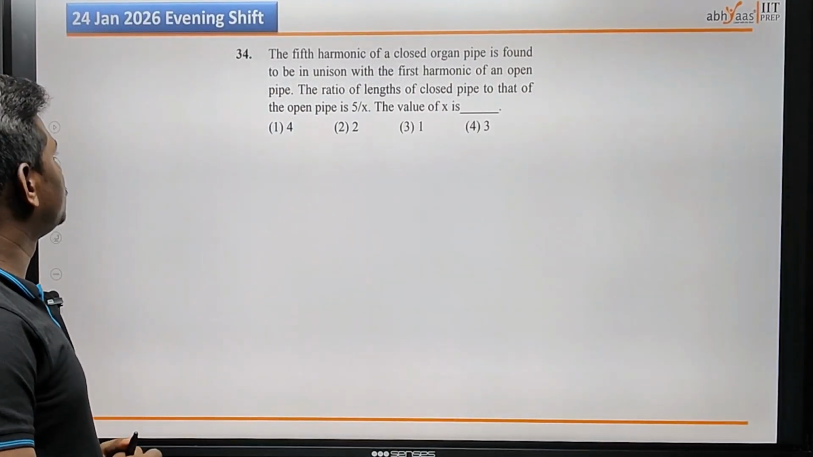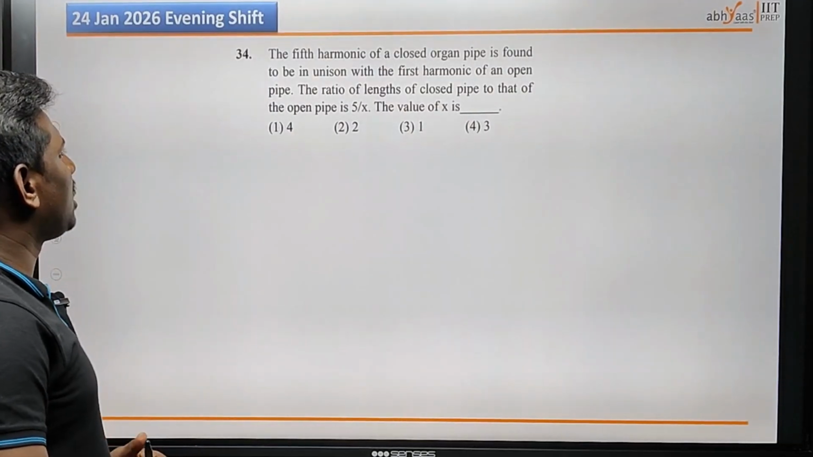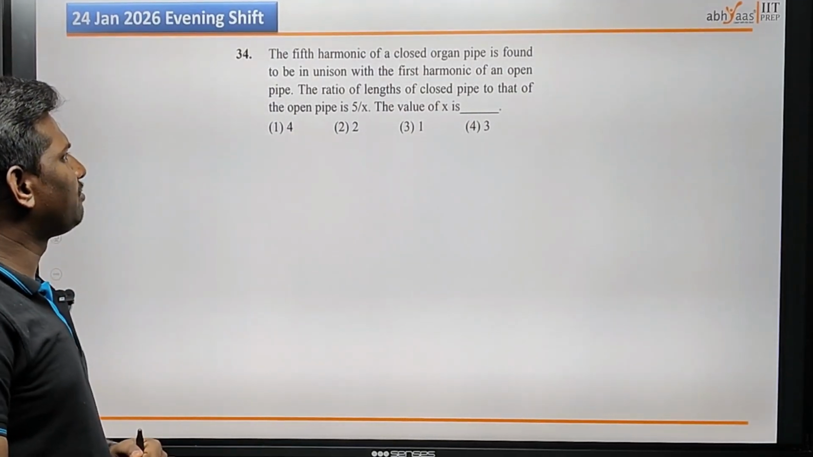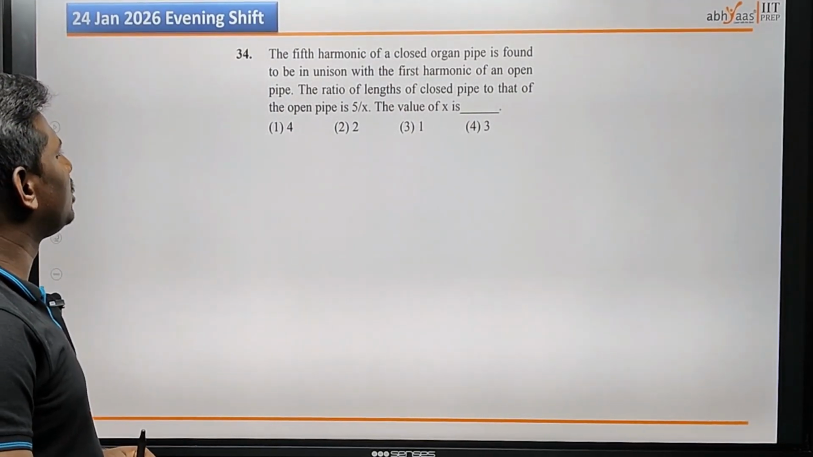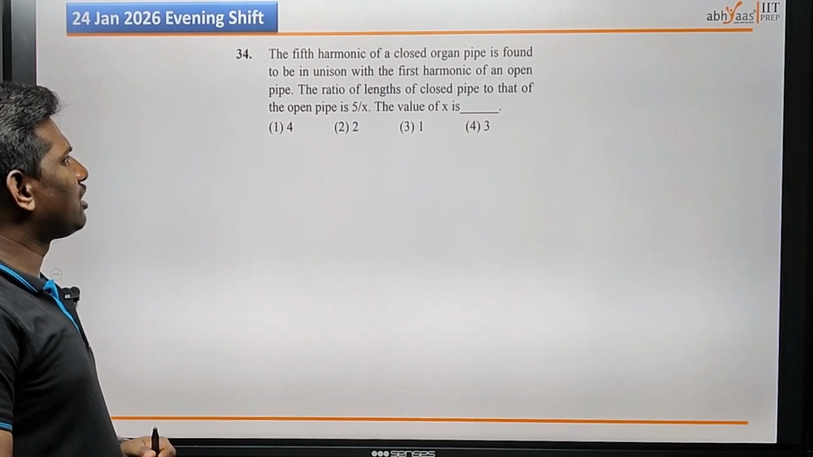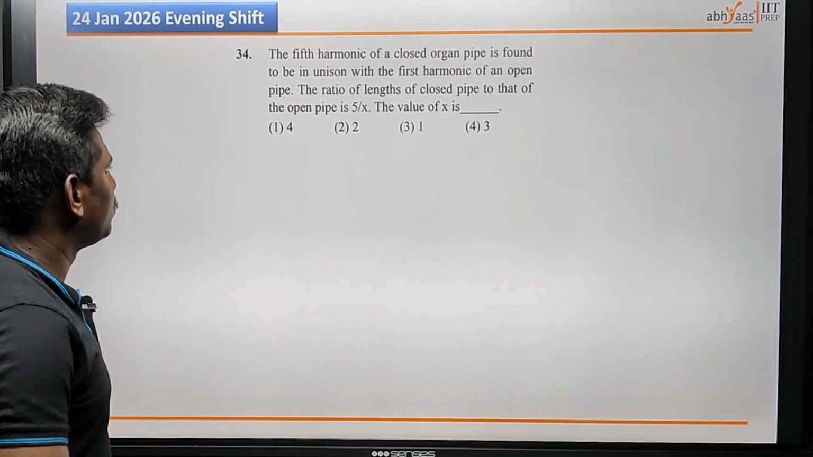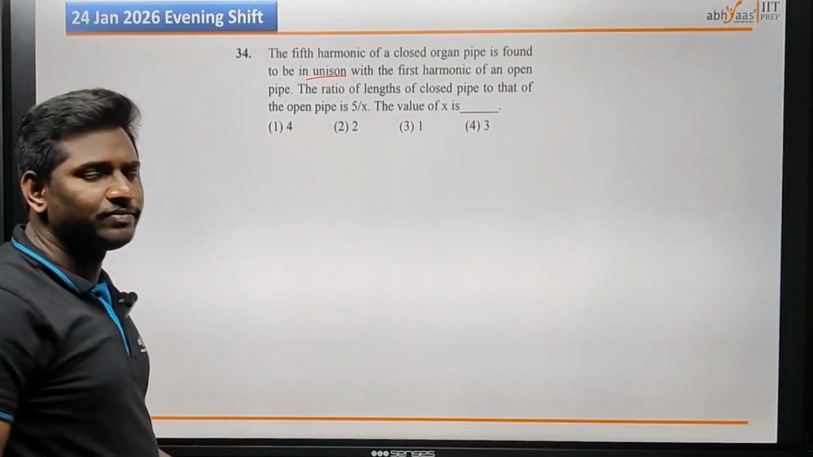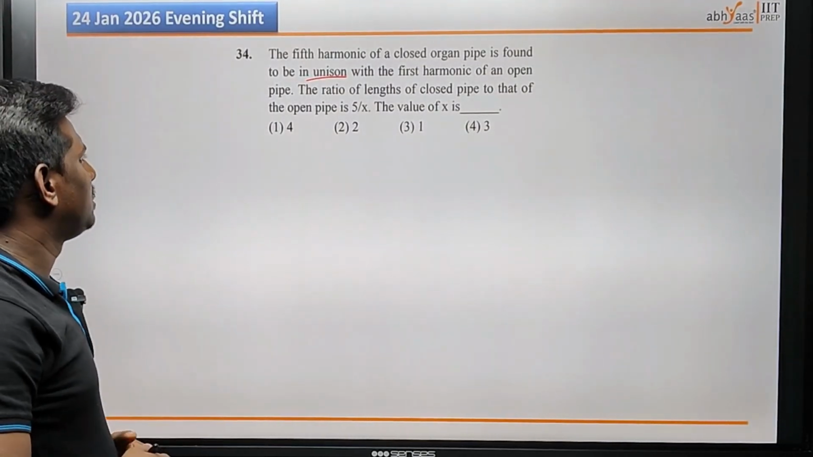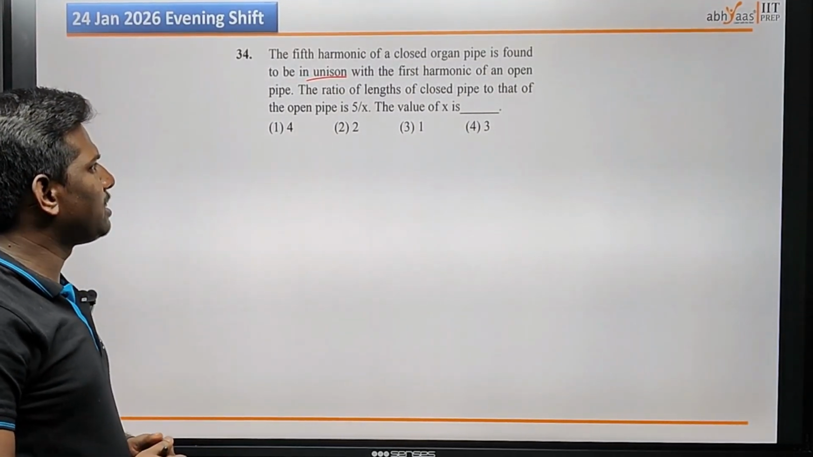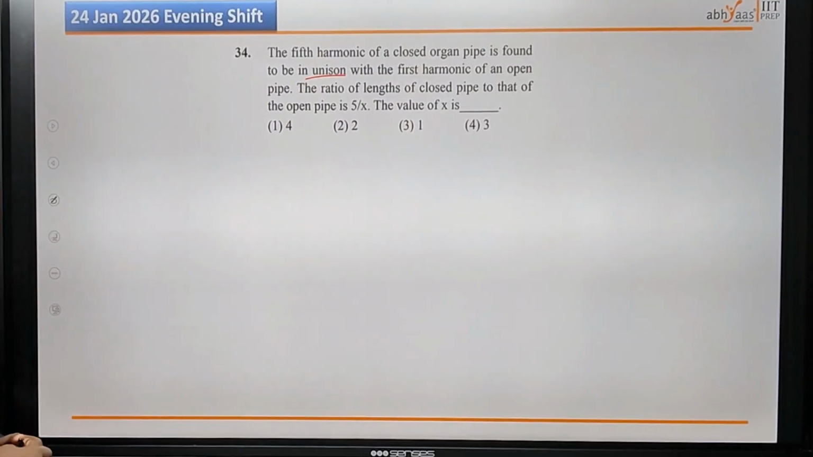Next question. Question number 34. The fifth harmonic of a closed organ pipe is found to be in unison with the first harmonic of an open pipe. Unison means equal. The ratio of lengths of the closed pipe to the open pipe is 5 by x. Then find the value of x.